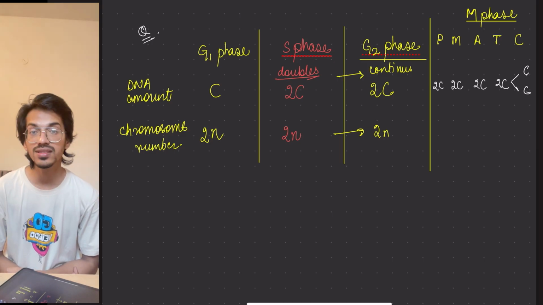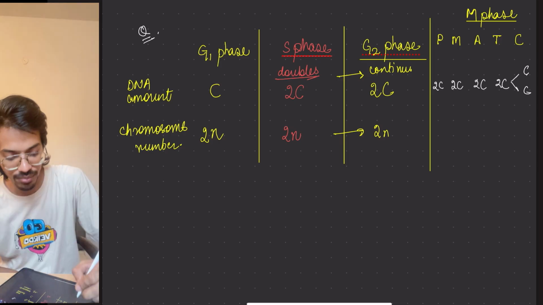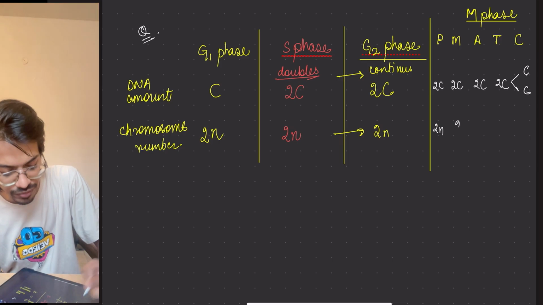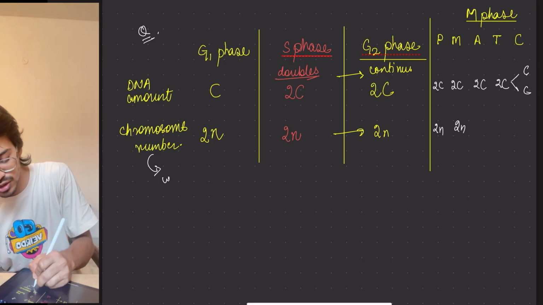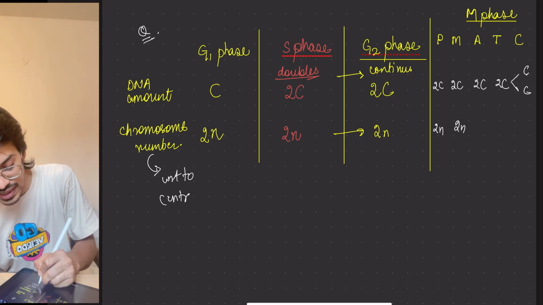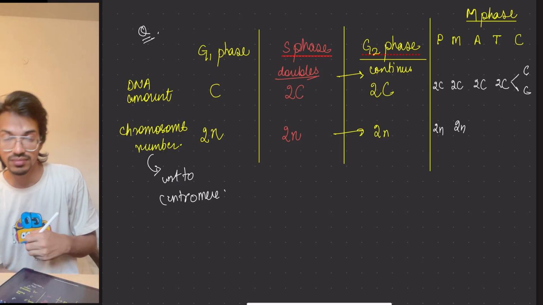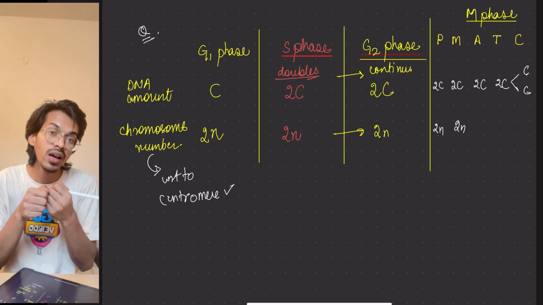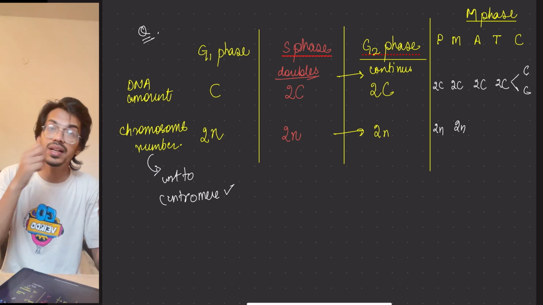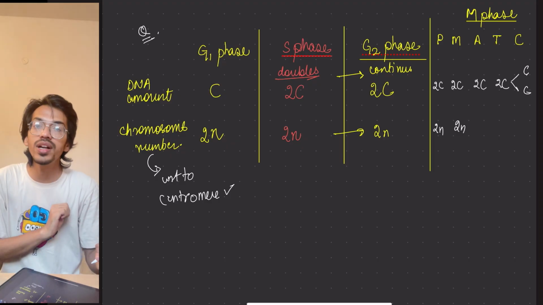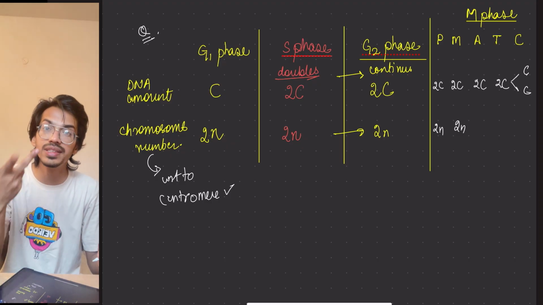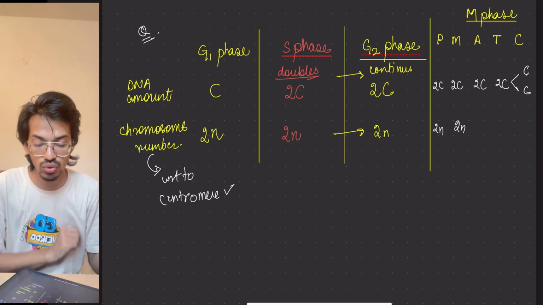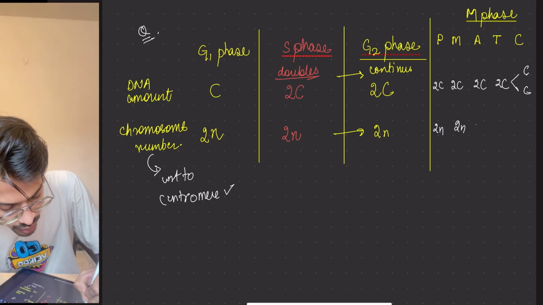Now comes the chromosome number. In prophase, one cell is present and the chromosome number is 2N. Then in metaphase also, when we see the chromosome, we are seeing it with respect to how many centromeres are present. Then comes anaphase. In anaphase the chromatids are separated, and when the chromatids are separated, the centromeres will appear as double. So here in your anaphase, your chromosome number will become 4N.